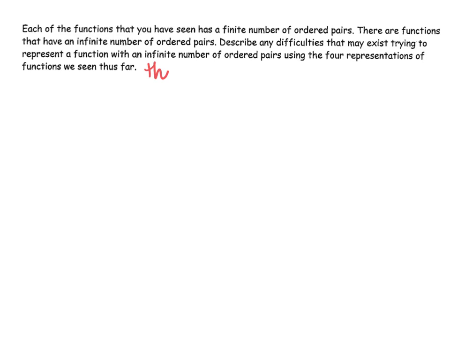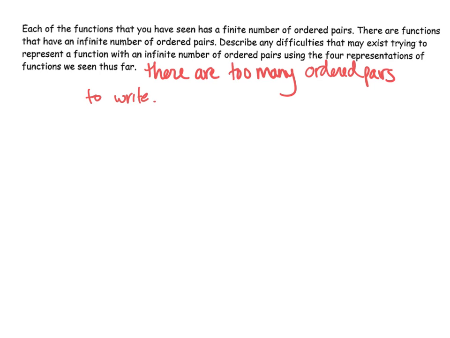So there are too many ordered pairs to write. And how am I going to put it in a table of values? How am I going to make a mapping for hundreds and thousands of numbers? It's just not practical.